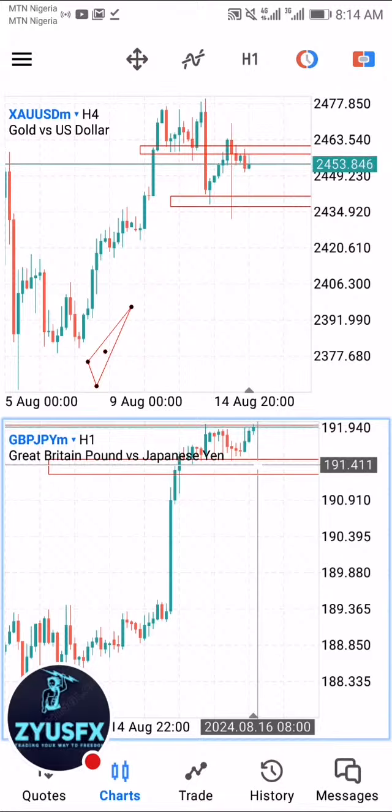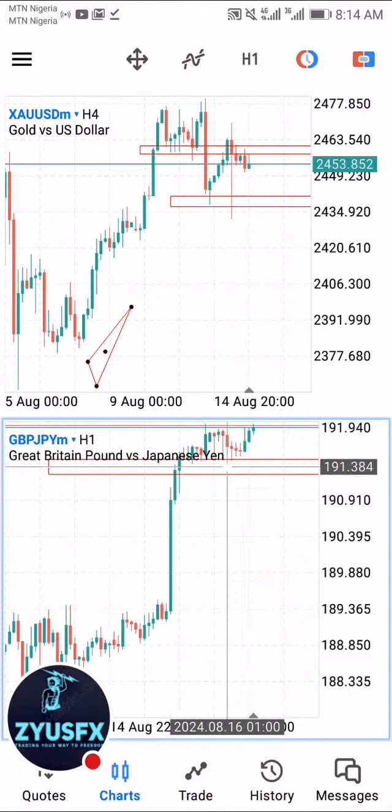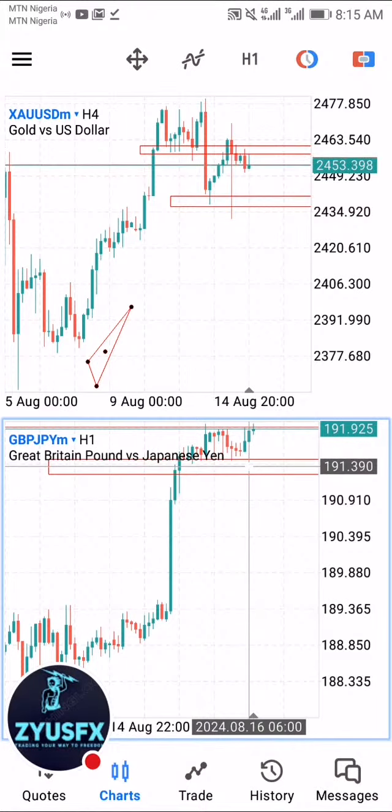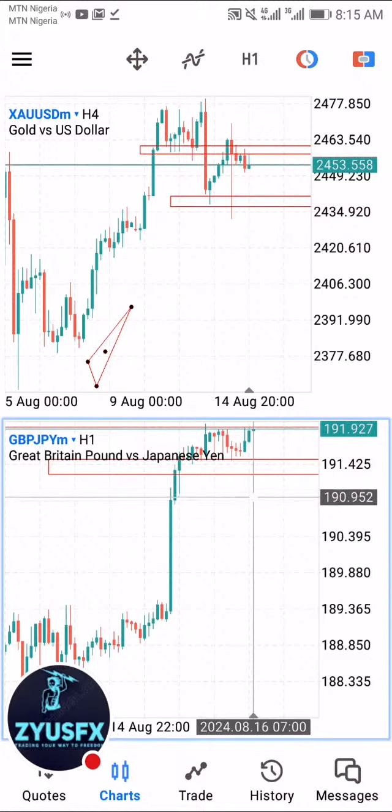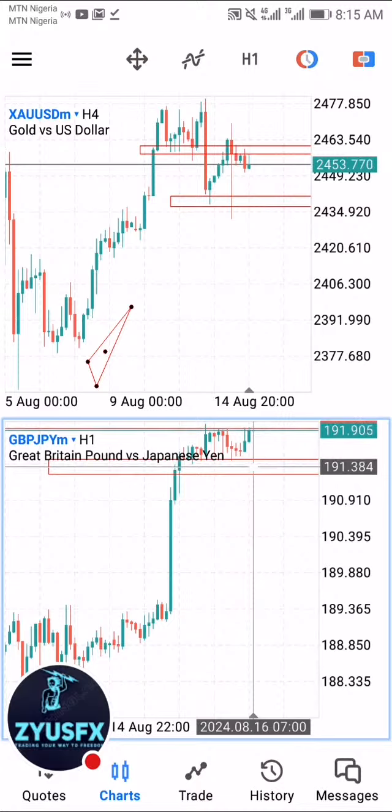So if price is going to break this level, that means price is going to be going down. But since price is still pushing, the only thing I can do now is to set my sell stop order below these candles here, so that the only time I get triggered into this trade is when price starts doing what I want, when price starts breaking below the level, or when the trend has changed from being bullish to bearish.